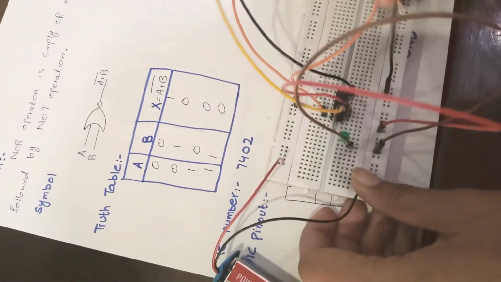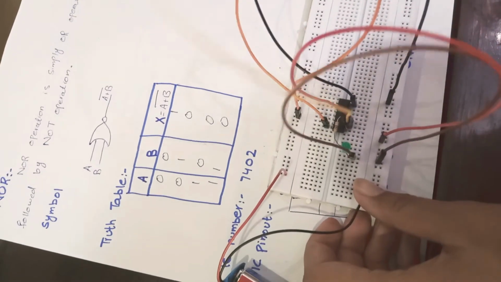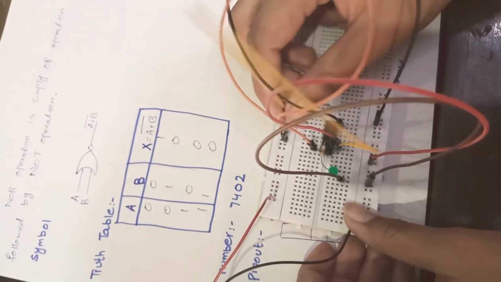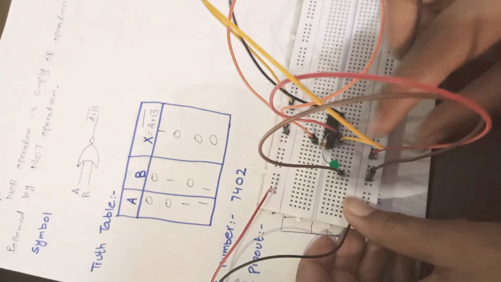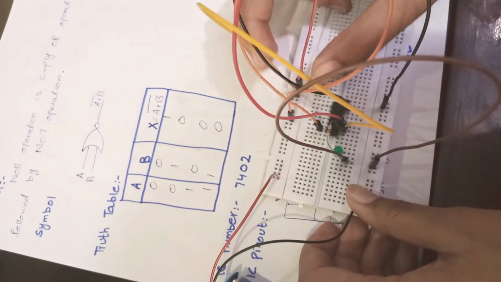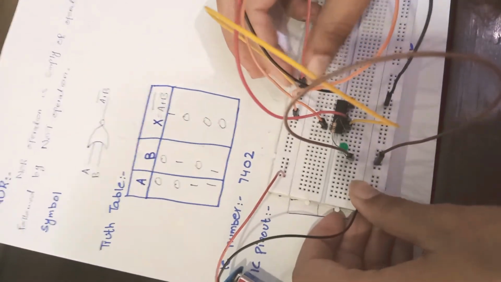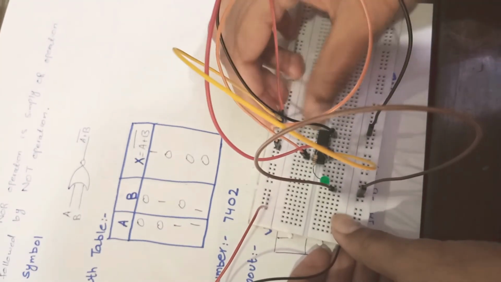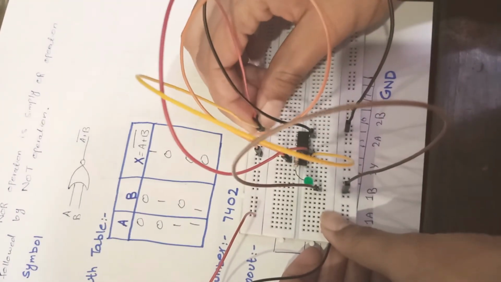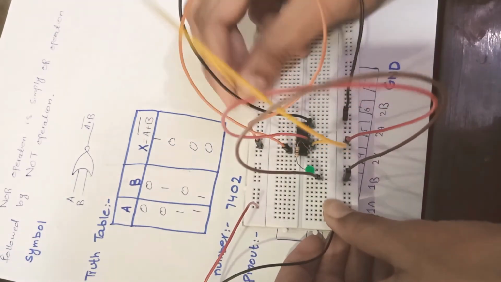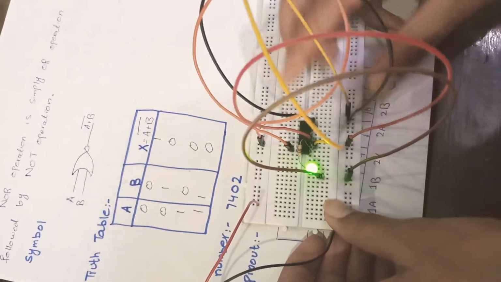Now I will connect one pin to VCC, to higher level. Now as you can see, I attach this pin to VCC, to higher level, and the LED doesn't glow. The LED only glows when both of its inputs are at 0, as you can see there.